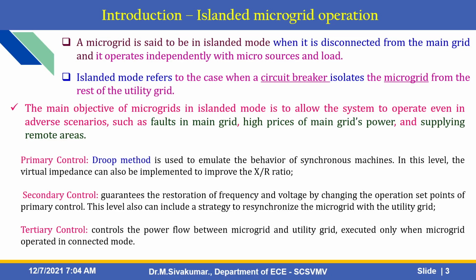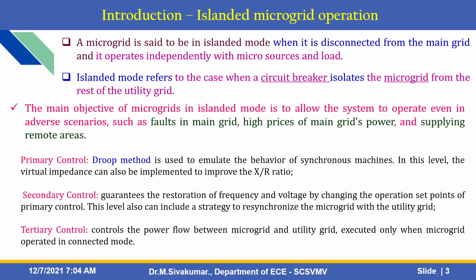What are the three important controls in microgrid operation? The first one is primary control. In this primary control, the droop method is used to emulate the behavior of synchronous machines. At this level, virtual impedance can also be implemented to improve the X/R ratio.